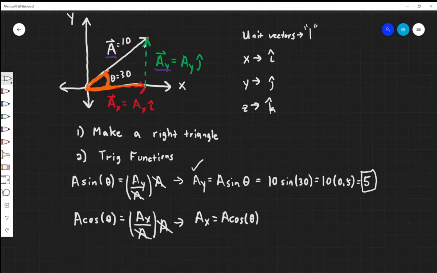Plug in your numbers. Do this in your calculator. 10 times cosine of 30 is equal to 10 times 0.5.